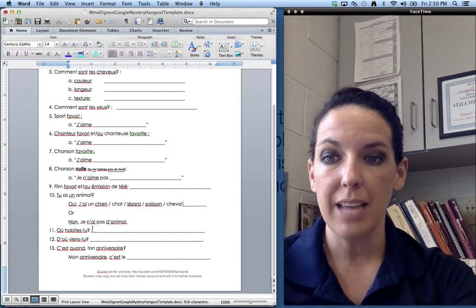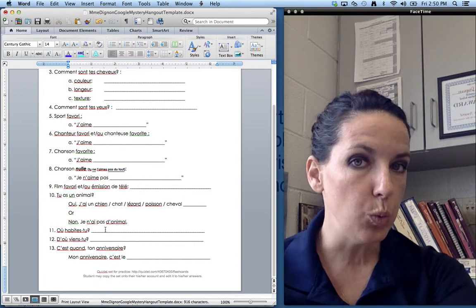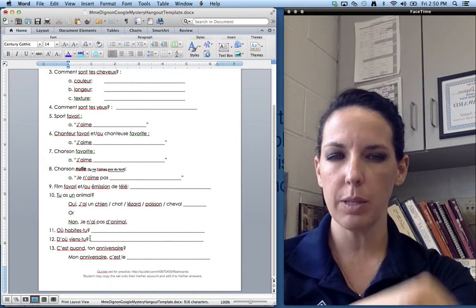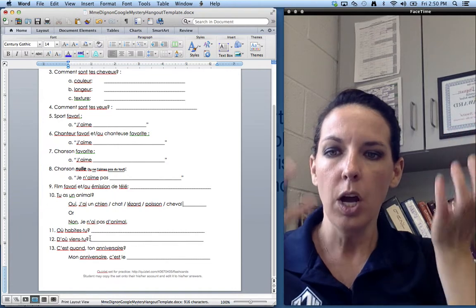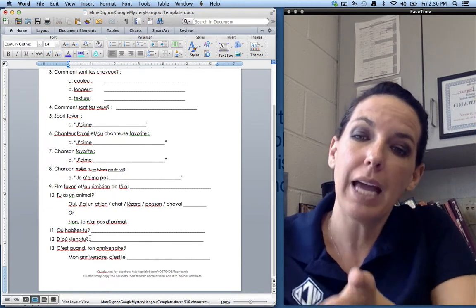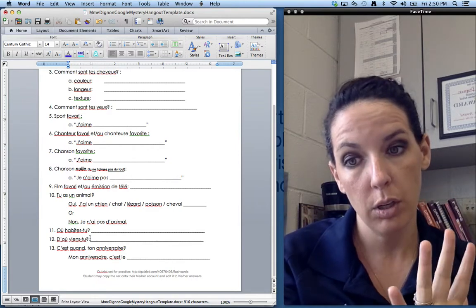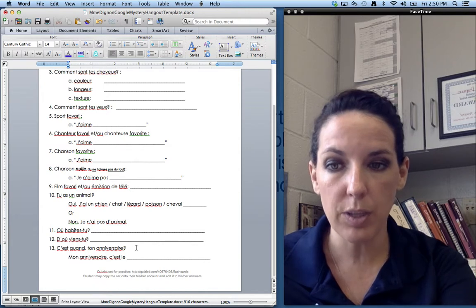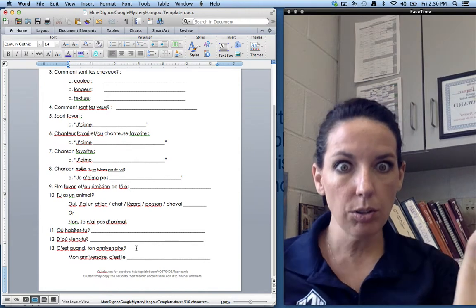The next question asks, où habites-tu? And the next question is, d'où viens-tu? 2 points to the person that can tell me the difference between the two. Où habites-tu? Et quelle est la différence entre où habites-tu et d'où viens-tu? Quelle est la différence? Et finalement, last question, dernière question, c'est quand ton anniversaire?